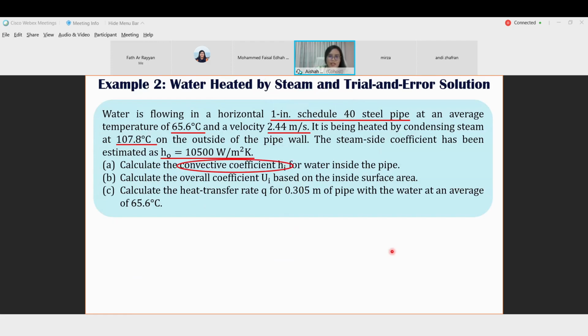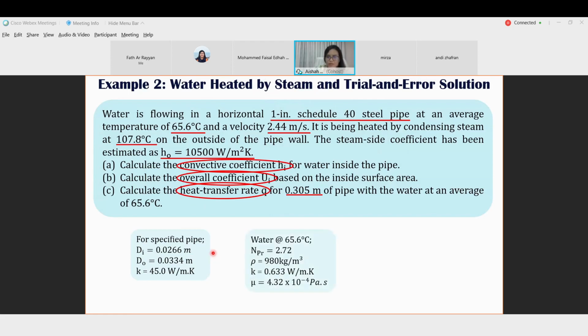So we need to find the convective coefficient, the overall coefficient, and then using the length, we need to find the heat transfer rate Q. Okay, so from the appendix, we can find that for 1 inch schedule 40 steel pipe, the inner diameter is 0.0266 meter, and the outside diameter is 0.0334 meters. And for the thermal conductivity, I think someone already found it, 45 watt per meter Kelvin.